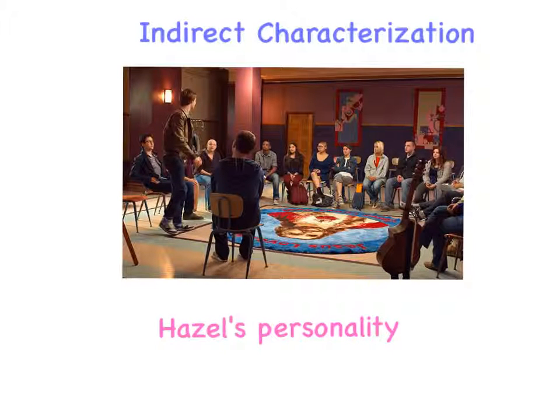Hazel has a stubborn personality. This is shown when she has to go to support group, usually doesn't talk, and gets annoyed when she has to go.